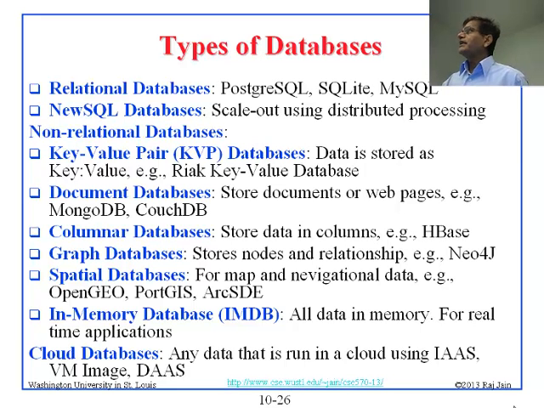So in-memory databases keep all data in memory for real-time applications, and for cloud databases, everything is in the cloud. Anyway, in the cloud you could have three kinds of things. You could have IaaS, infrastructure as a service, which means all they give you is a virtual machine, nothing more. They could give you the whole VM image, with the database code and everything in it, or they could do database as a service.